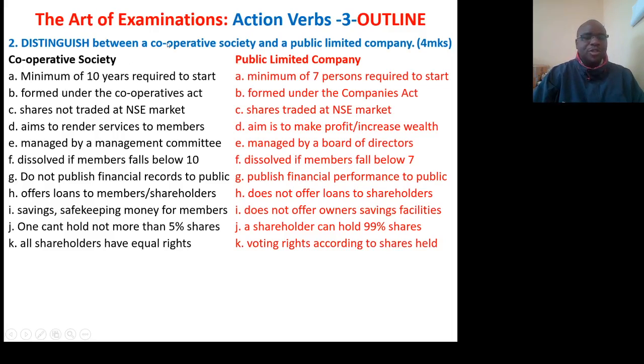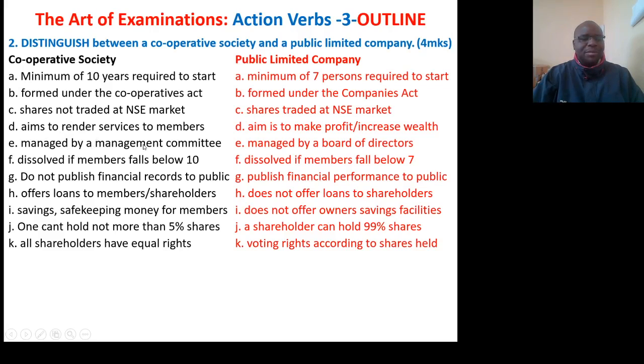Question number 2, distinguish between a cooperative society and a public limited company. A cooperative has a minimum of 10 persons required to start. A public limited company has a minimum of 7 persons required to start. Cooperative is formed under the Cooperatives Act, and public limited is formed under the Companies Act. Shares are not traded at the Nairobi Stock Exchange market, but limited companies trade shares at NSE market. Cooperatives aim to render services to members. Public limited aims to make profit or increase shareholder wealth.